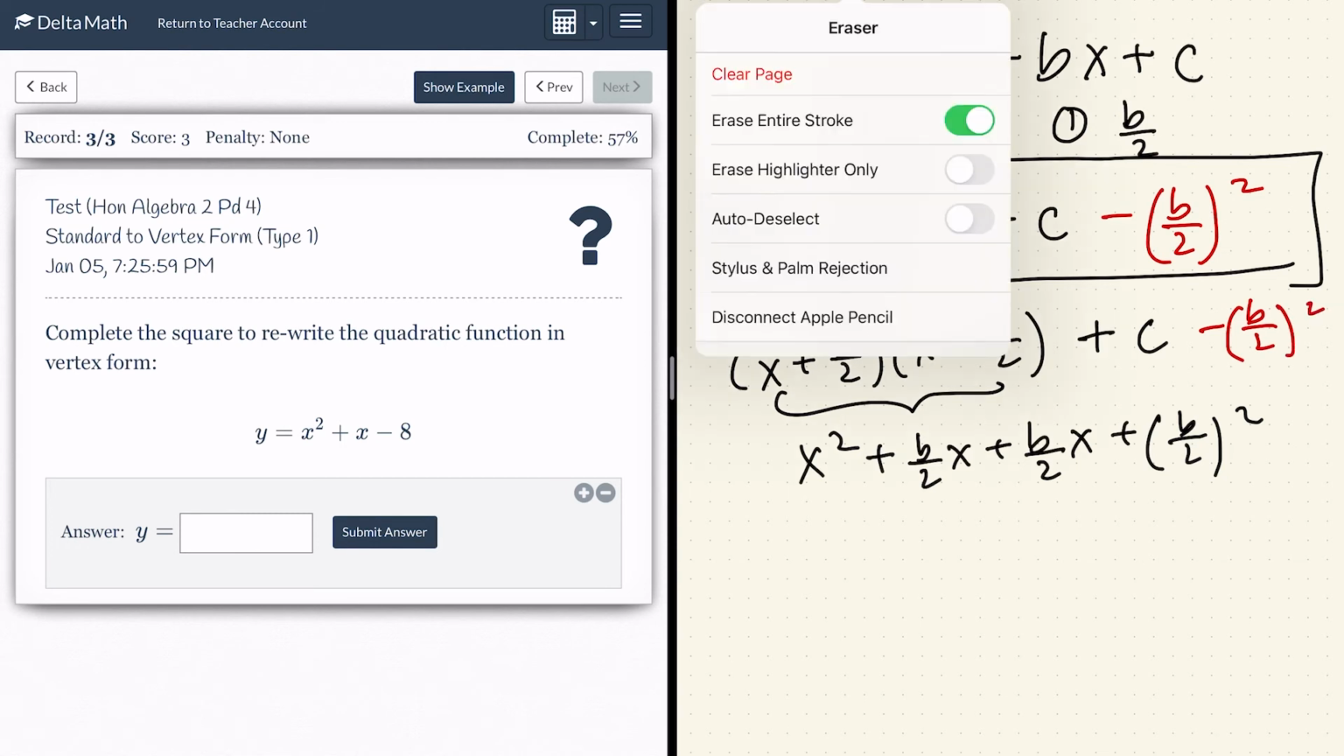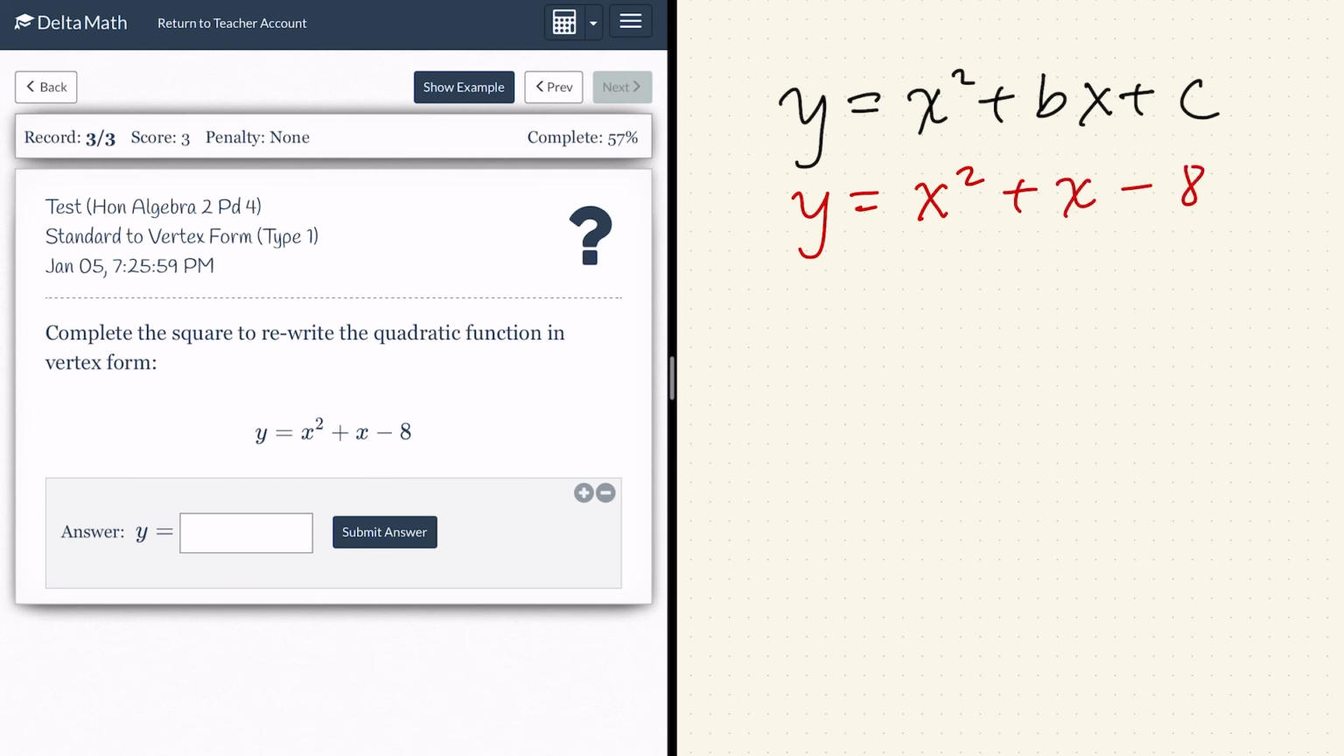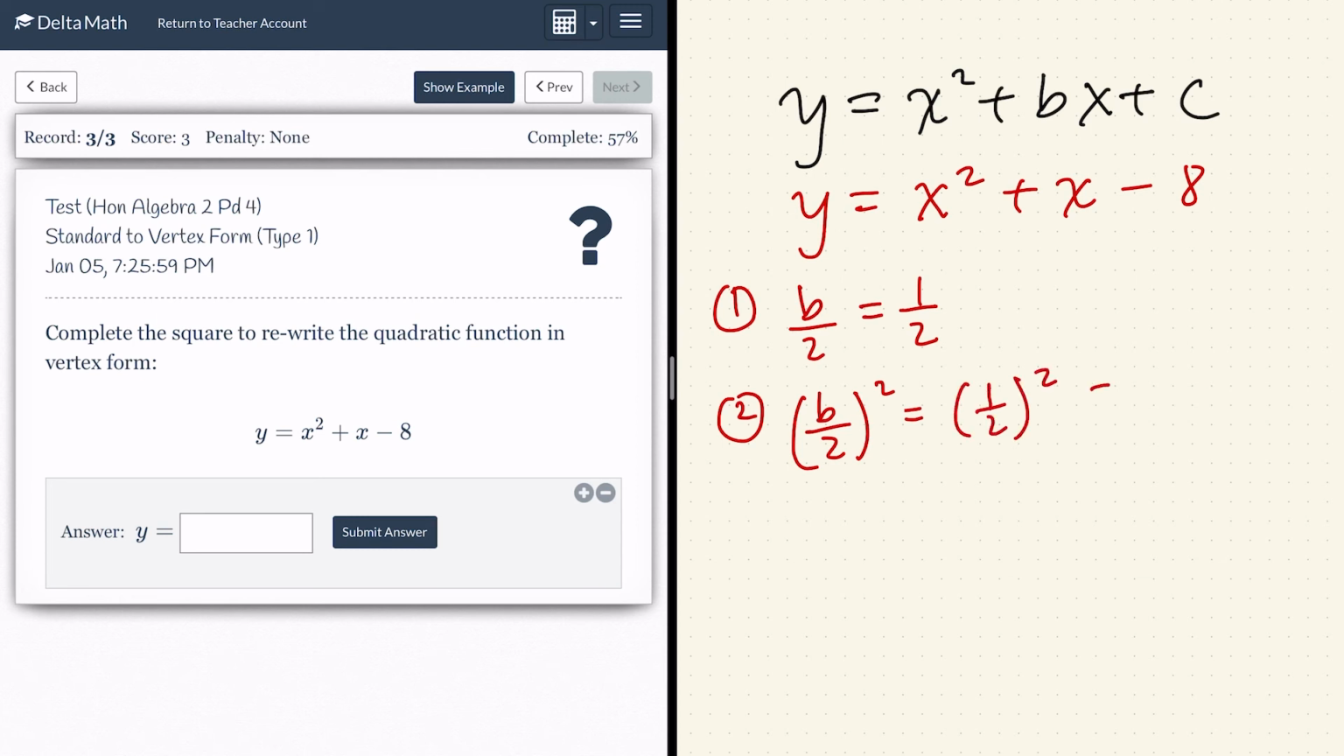So let's see that in action. For example, if we have y is equal to x squared plus bx plus c, and we have y is equal to x squared plus x minus 8. First step, figure out what b over 2 is. B is 1, so b over 2 is 1 over 2. Second step, figure out what b over 2 squared is. B over 2 squared is equivalent to 1/2 squared, which is 1/4.